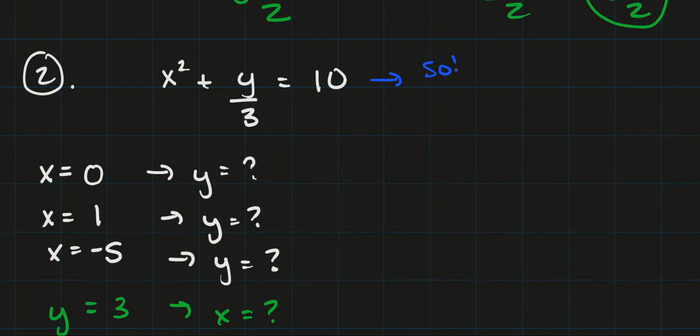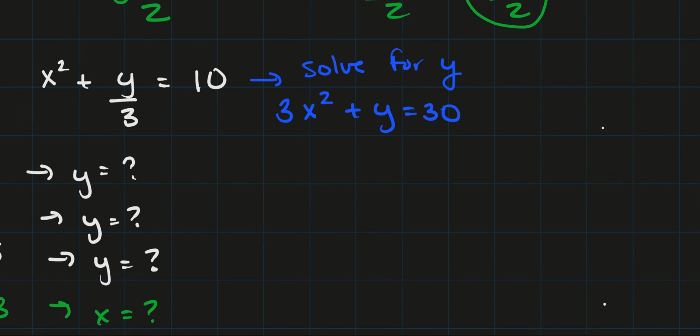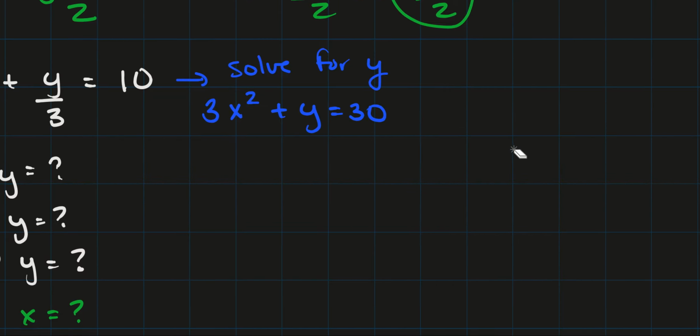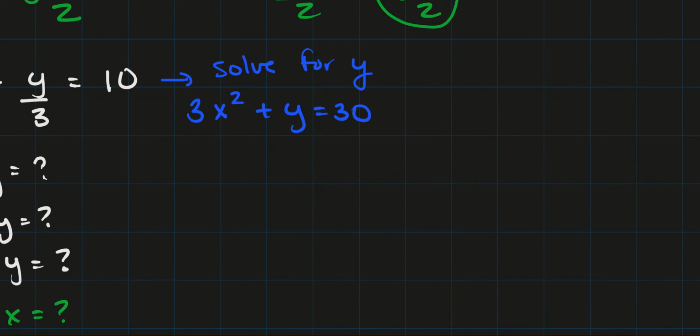I'm going to solve for y. So I'm going to multiply both sides by 3 because I want to get rid of this 3 here. I want to get y is equal to something, and you see this is divided by 3. So let's multiply every single thing by 3. And that would actually be 30. And then from there, I move the 3x squared to the other side, and I get y is equal to -3x squared plus 30.